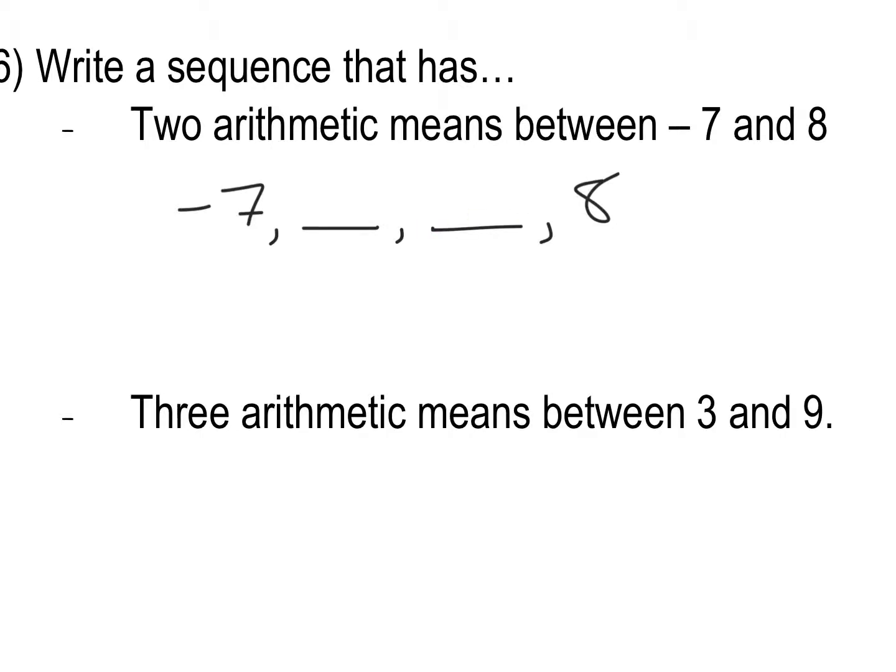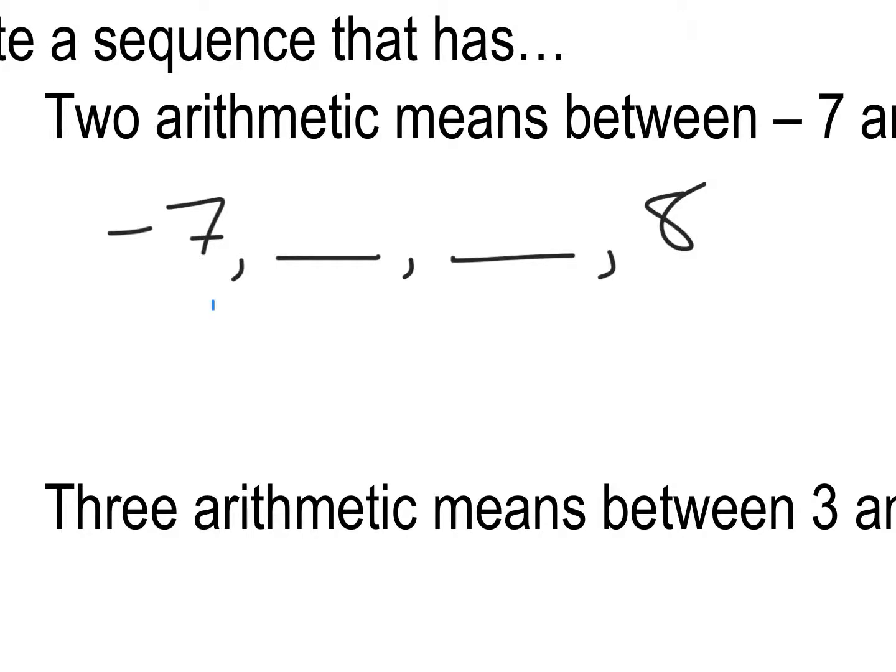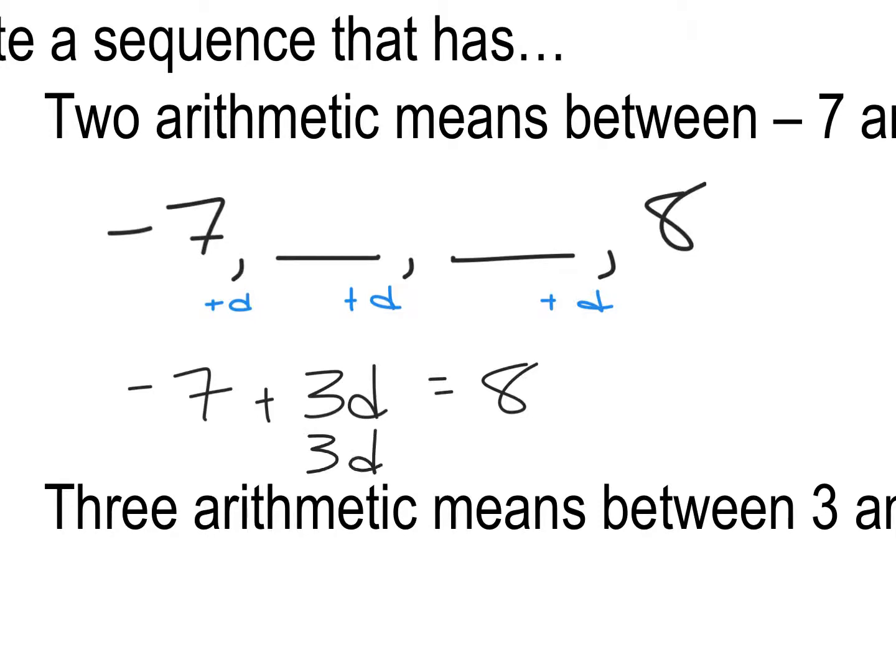And then remember, the way that we come up with these sequences is we add D each time. So I'm going to write a formula out of this. My first number is -7, and I have to add 3 different D's. I'm adding D to get this slot, another D to get this slot, and another D to get 8. So -7 plus 3D equals 8. All I'm doing is starting with my first number, and I have to add D 3 times to get to 8. So all you have to do is solve that. You end up with 3D equals 15. So that means that D equals 5.